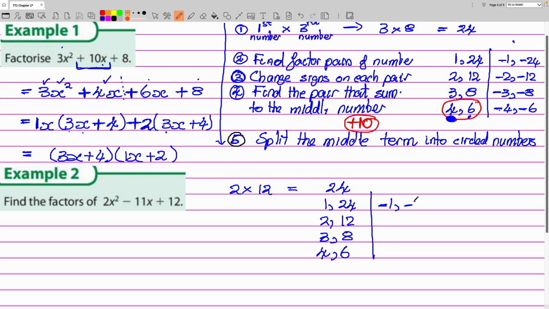-1, -24. -2, -12. -3 and -8. -4 and -6. Have I found all the factor pairs? Yes. Have I changed the signs on each pair? Yes. What is the number in the middle?